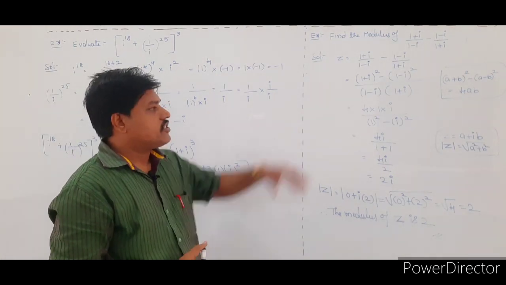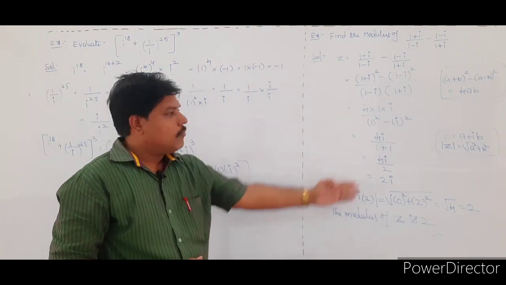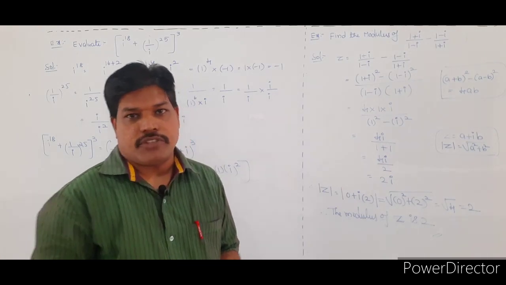See that question once again. Just to simplify that, just apply mod z is equal to root of a square plus b square. Okay, students.